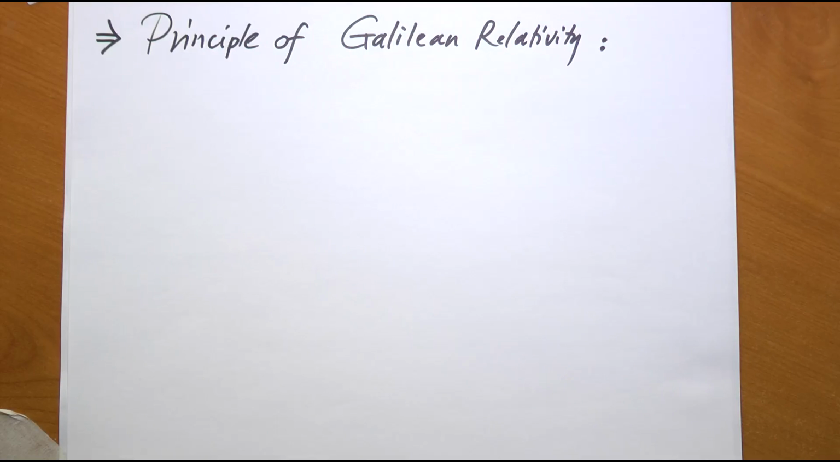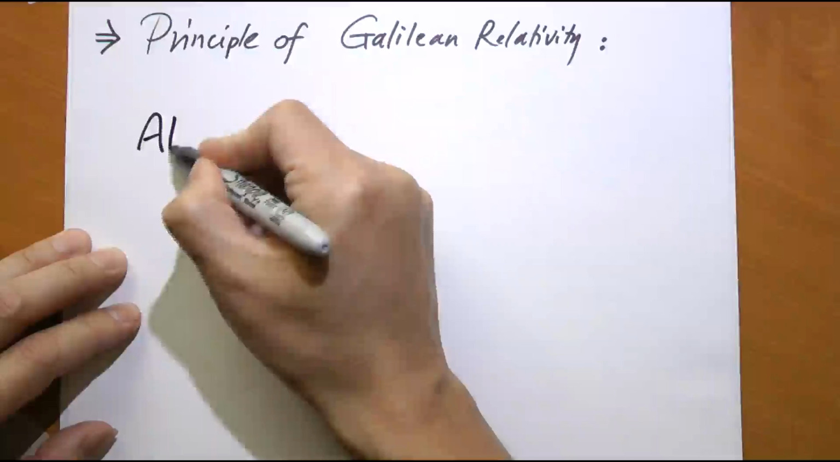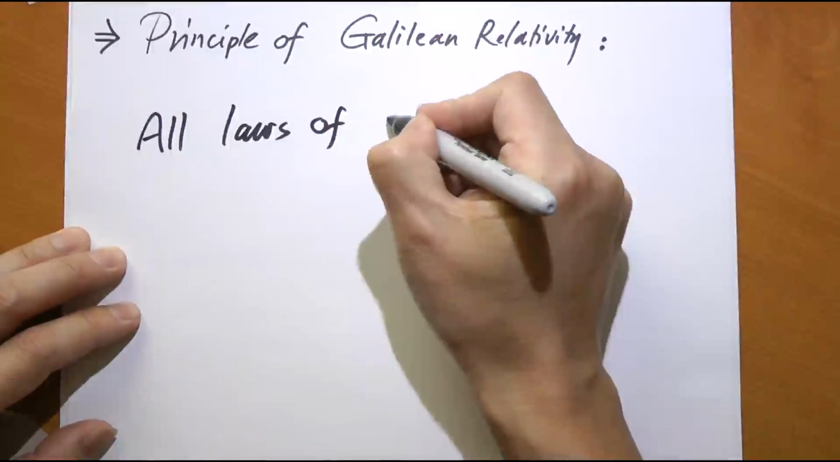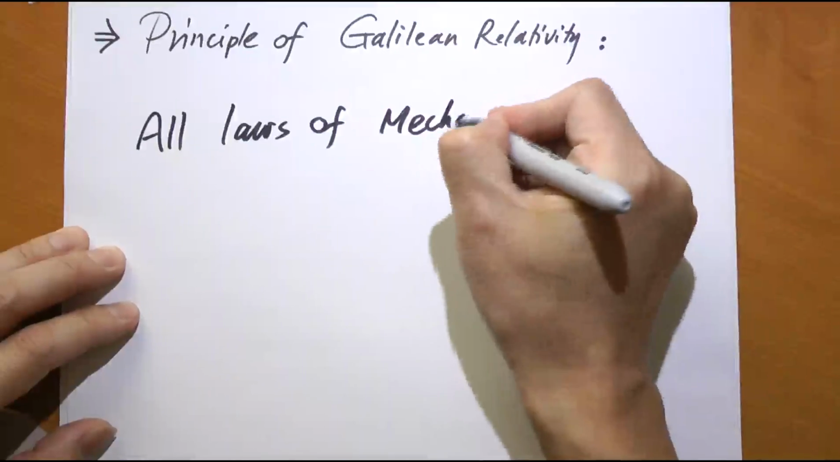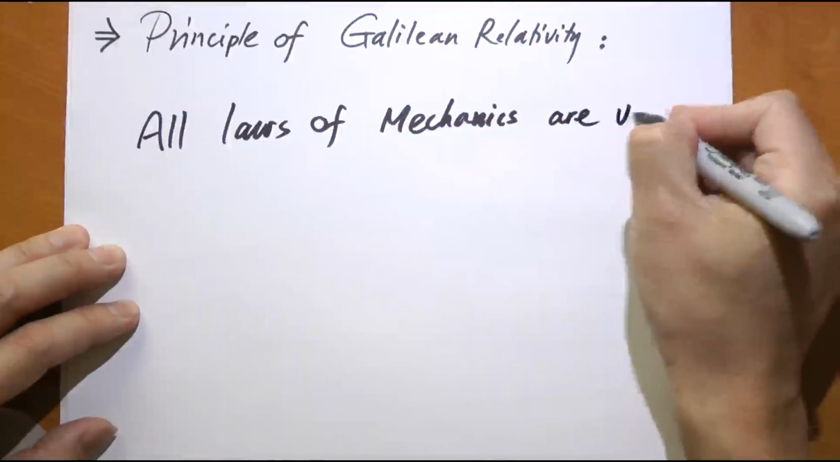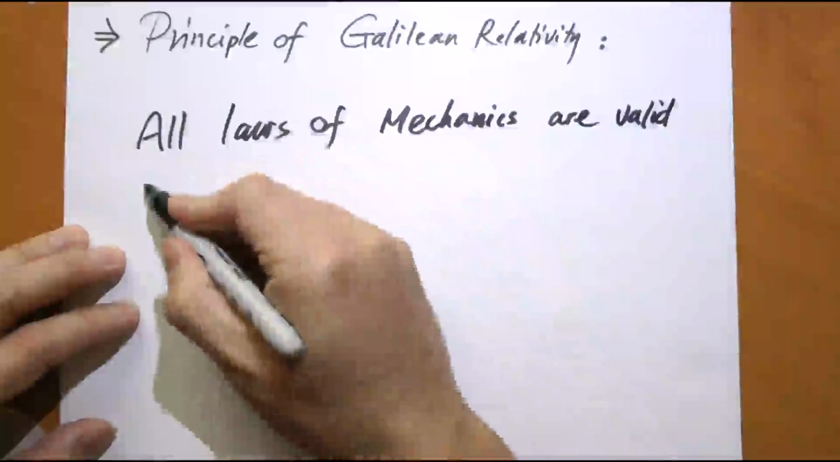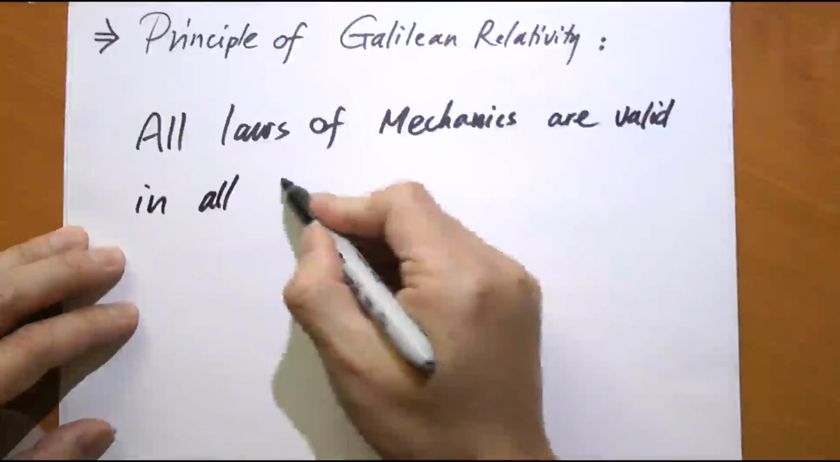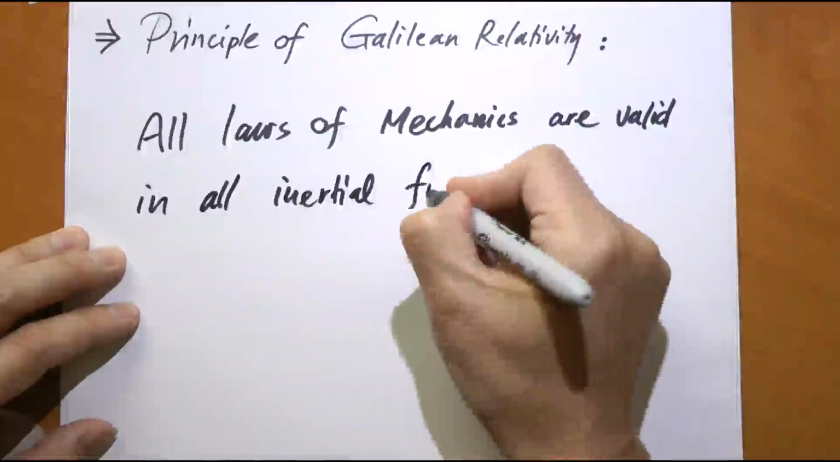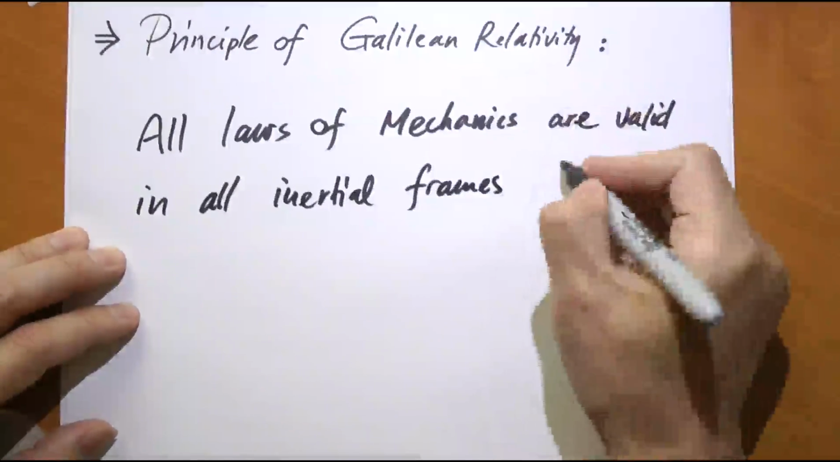What does it say? It says that Newton's second law, and with that, all other laws of classical physics, of classical mechanics, I should say, all laws of mechanics, as long as we restrict ourselves to mechanics, are valid in all inertial frames of reference. Okay? As long as the frames are inertial.